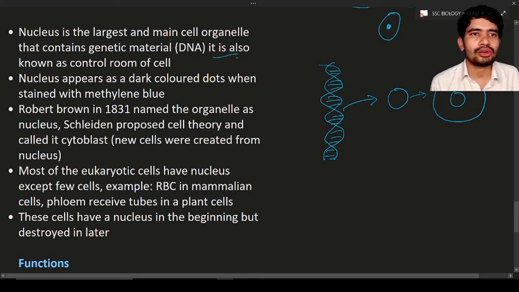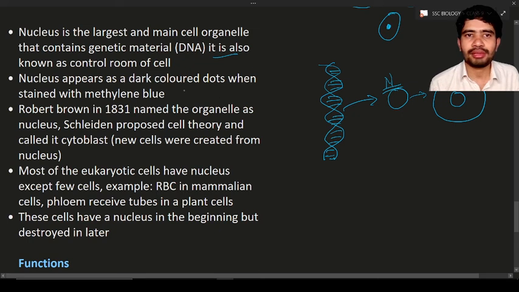So it is also the control room. Why are we calling it a control room? Because this DNA controls what the cell has to do at a particular time: when the cell has to divide, when the cell has to produce proteins, when it has to produce hormones, when it has to respond, everything. All the information is given by this DNA only. This DNA is present in the nucleus, so the nucleus is known as the control room of a cell.